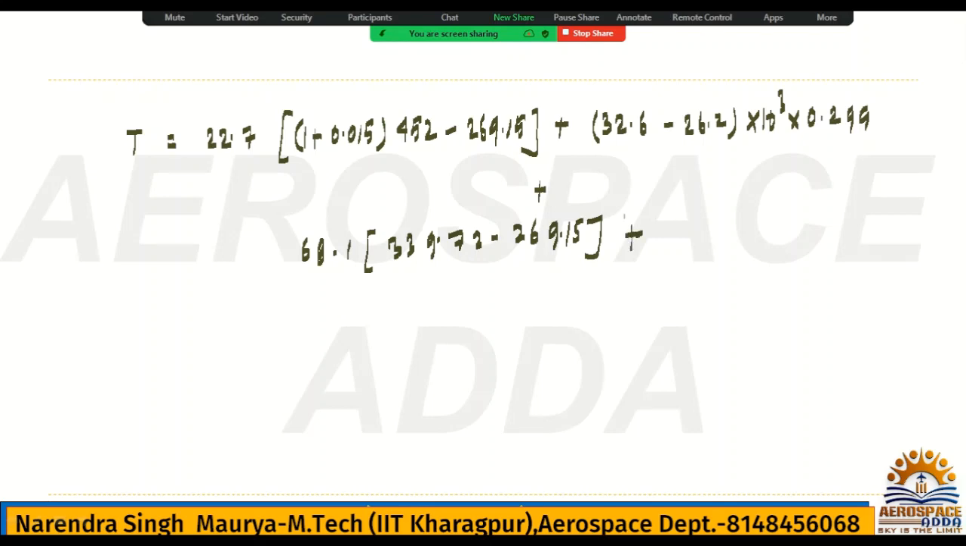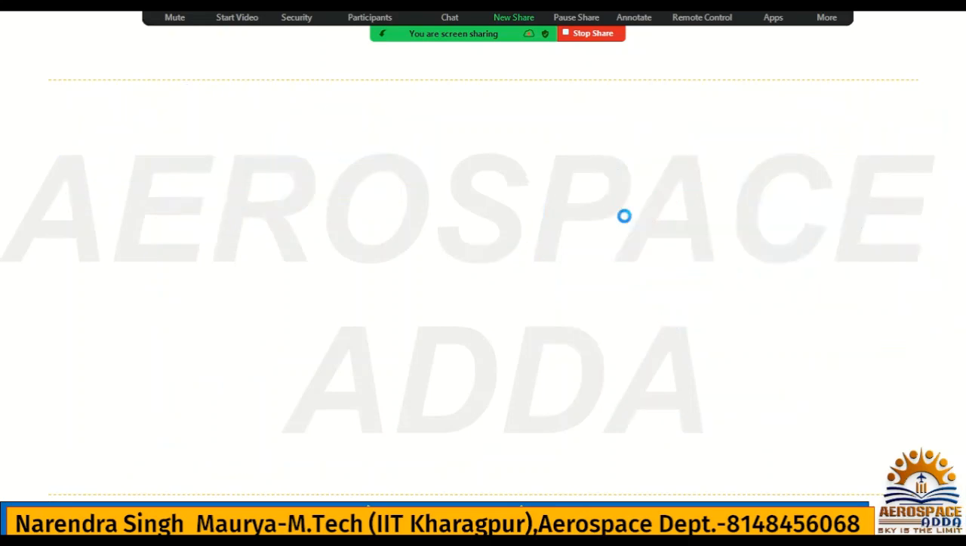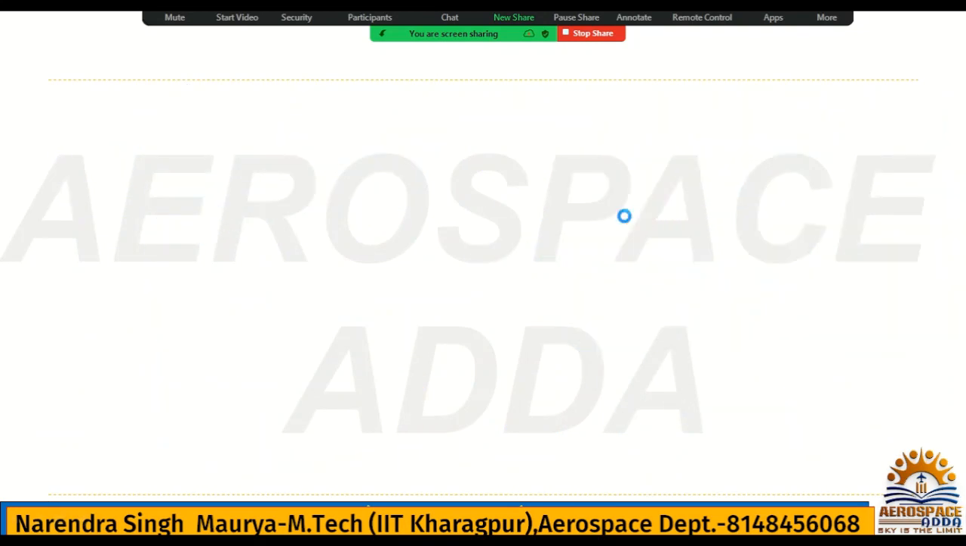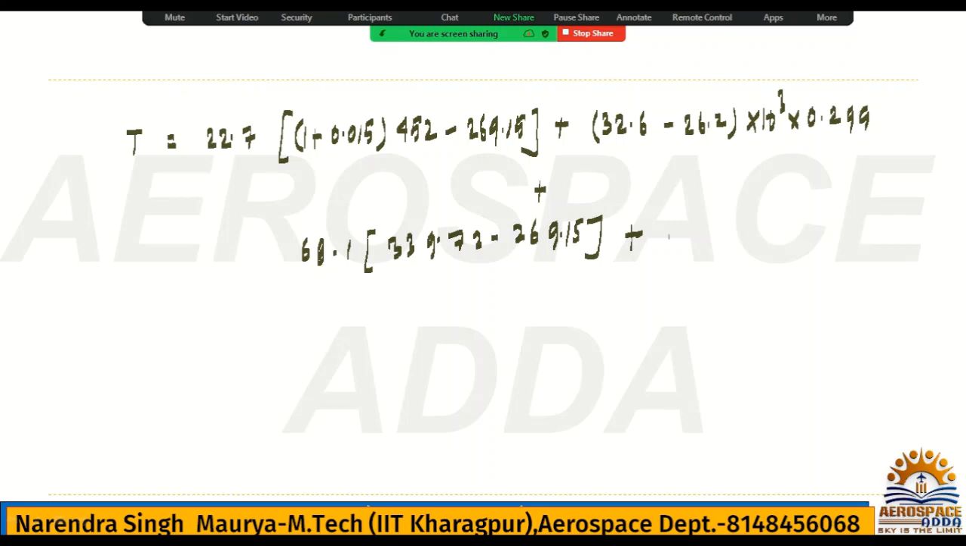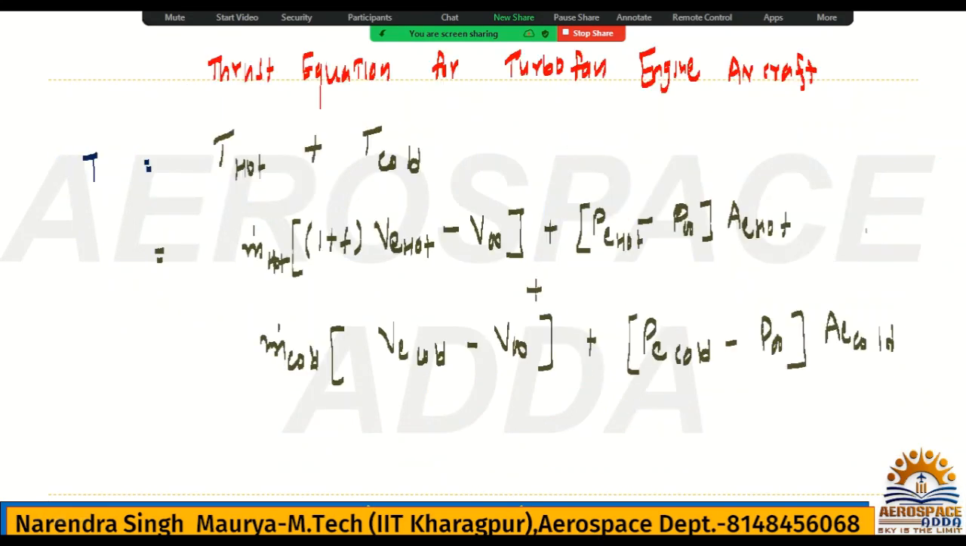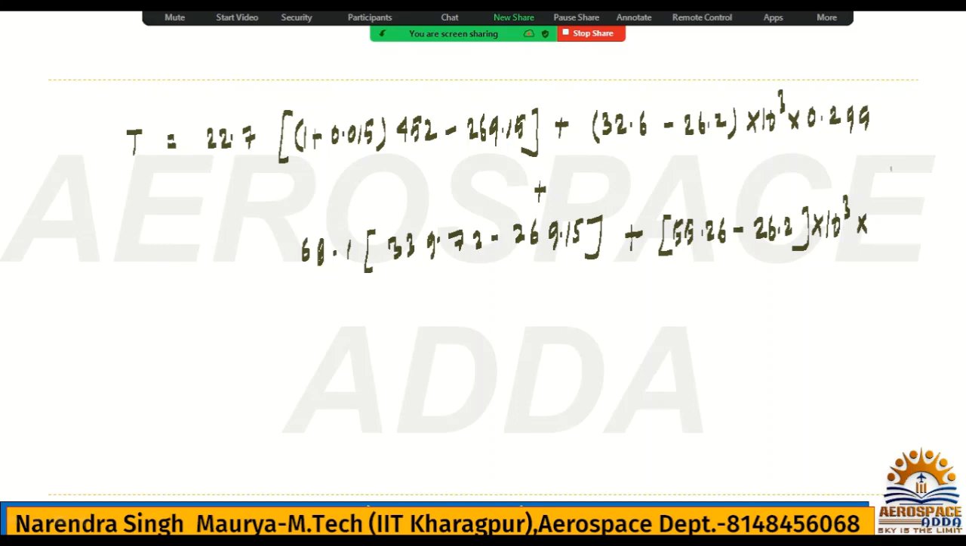What is the exit pressure of the cool nozzle? Check. It is nothing but exit 55.26, minus P infinity, which is given as 262, into 10 power 3. What is the area of the cold exit? It is 0.299. That's all. Solve it. If you solve this value, check this. So all the data I have filled in.